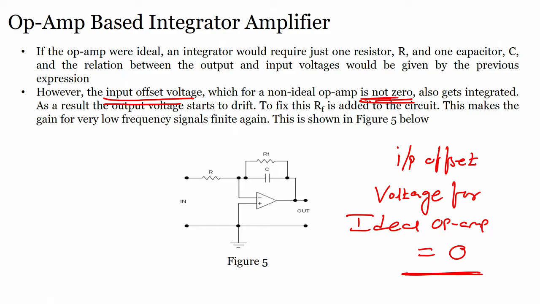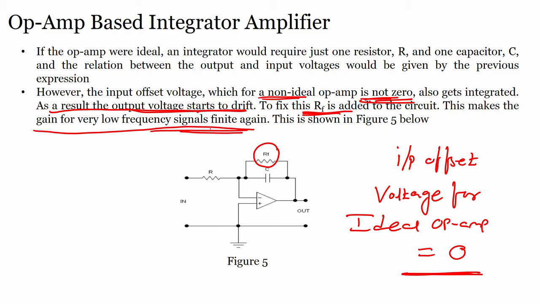Since this is not 0, that means it is a non-ideal op amp, and whatever the input offset voltage is also gets integrated. As a result, the output voltage starts to drift. To fix this drifting, we have to add a feedback resistor RF. If you see in this circuit, we have added a feedback resistor RF. This makes the gain for very low frequency signals finite again, all right, and this is what we have shown here in figure 5, right.